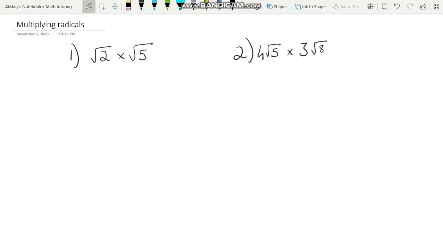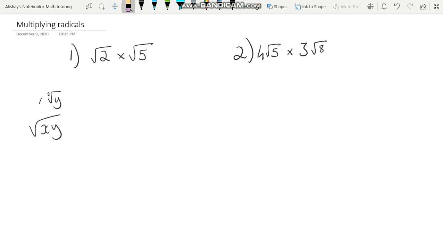Hello, so in this video we'll be looking at multiplying radicals. Essentially, when we're multiplying radicals, for example root x times root y, as long as we have the same index, which is the number here, in this case an index of 2, we are able to multiply our radicand, which is our number inside our radical symbol. So x times y gives me xy, so I would have the square root of xy.